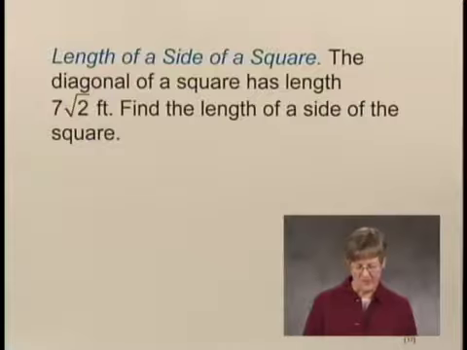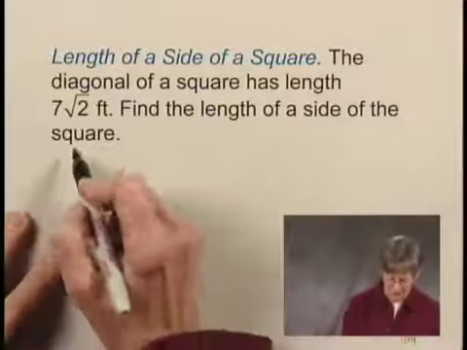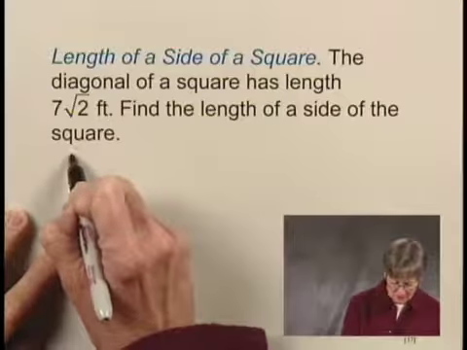This is a problem about the length of a side of a square. The diagonal of a square has length 7 times the square root of 2 feet. Find the length of a side of the square. Well, when we have something that involves geometry like this, it's always a good idea just to sketch a little drawing of the situation. So let's draw a square.